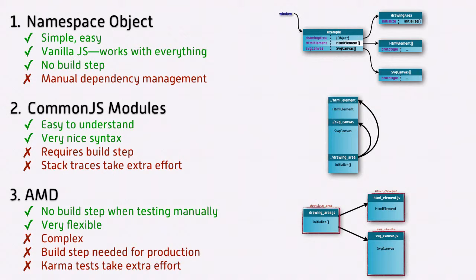My second favorite approach is CommonJS modules. It's really easy to understand and it has a very nice syntax. It is the least verbose of all these approaches. It does require a build step though, and as a result, because all your modules are combined together into one giant file, it doesn't produce good stack traces unless you put in extra effort. If you're testing your code manually in a browser, you need to have a browser that will support source maps. And if you're using a tool like Karma, you're either going to need to find or write a translation layer that tells Karma how to understand the CommonJS format.